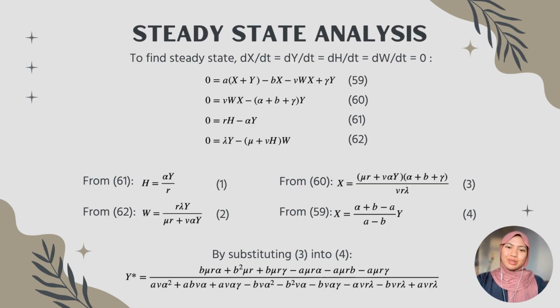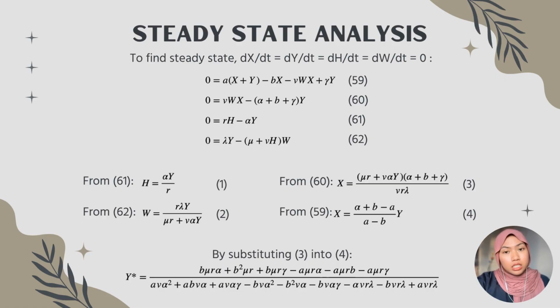Hi, I am Siti Nurul Atika and I will present to you the steady state analysis of the model. To determine the steady state of the system, we first set all time derivatives equal to 0. This means that the population no longer changes with time and the system is at equilibrium. Next, we solve the resulting algebraic equations step by step.